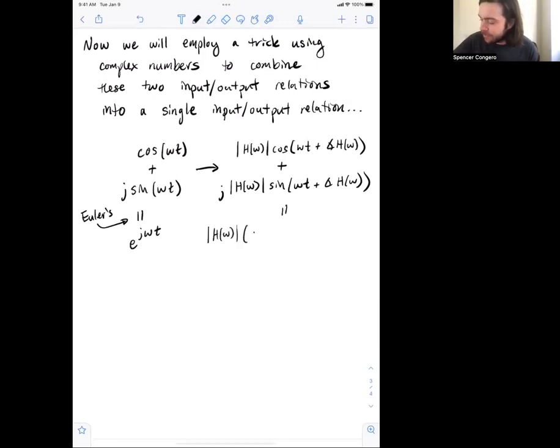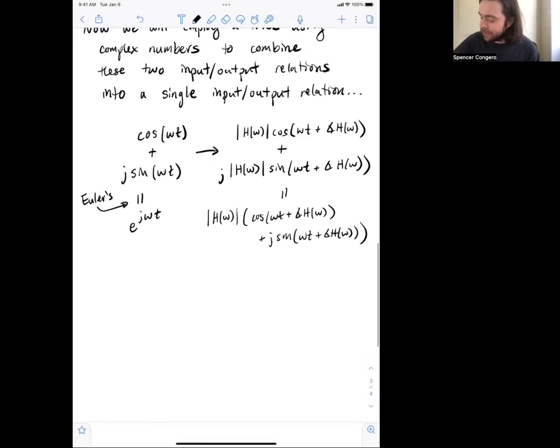What am I left with? I'm left with cosine of omega t plus the angle of h of omega, plus j sine of omega t plus the angle of h of omega. And now that input, the stuff inside the parens right there, I can use Euler's formula again.